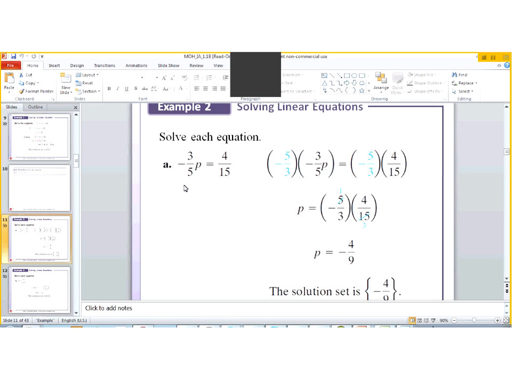Cross multiply? So you multiply both sides of the equation by the reciprocal of this. The reciprocal of minus 3/5 is minus 5/3, because every time you multiply a number by its reciprocal, it results in 1. You see, that's what you want. You want the coefficient of p equal to 1, so then you reduce.